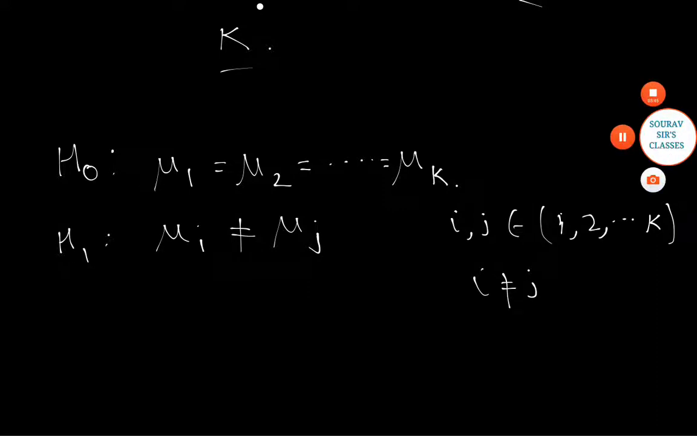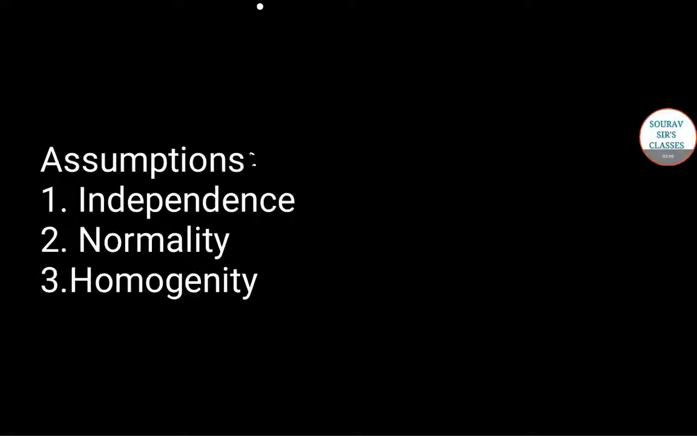One-way Anova has certain assumptions. The first assumption is the assumption of independence. That is, the samples drawn from the population are random and independent. The second assumption is the assumption of normality, that the distributions of the populations from which the samples are selected are normal. And the third is the assumption of homogeneity, that the variances of the different populations are equal.